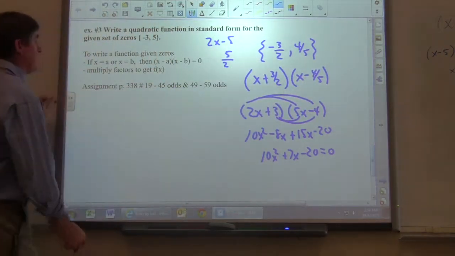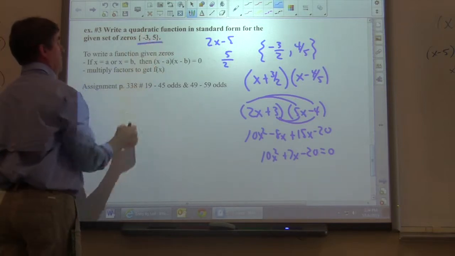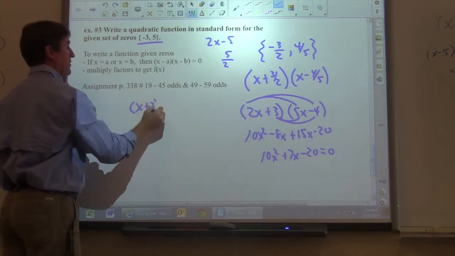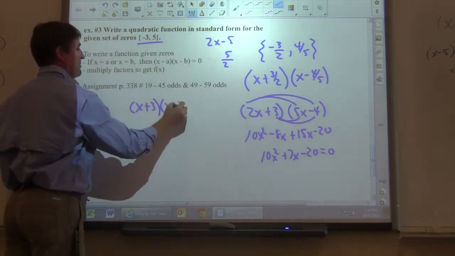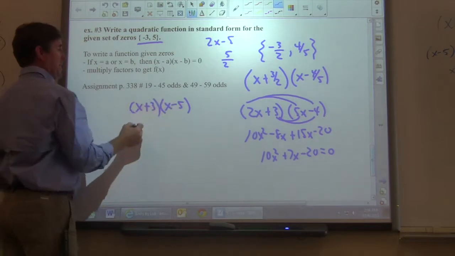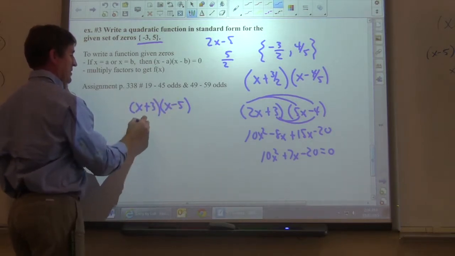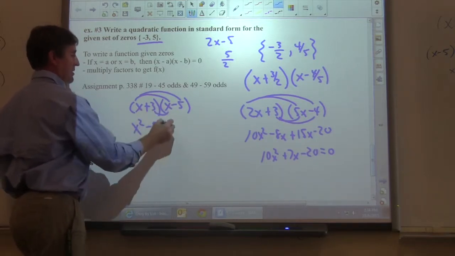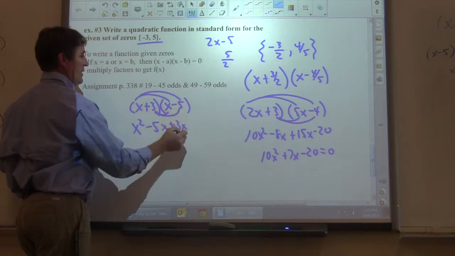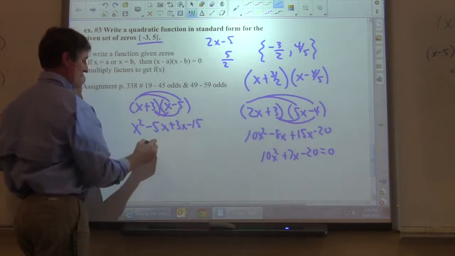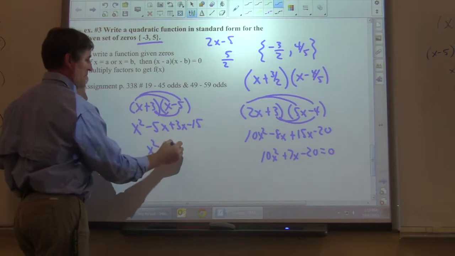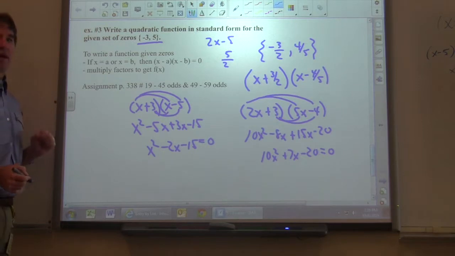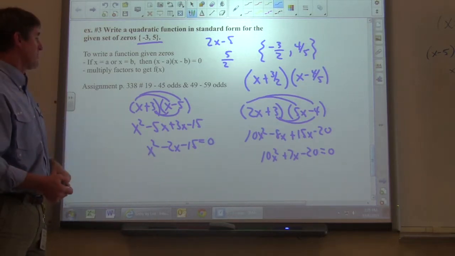So let's do the one you have to do for your worksheet. Example number 3. So if it's a negative 3, it becomes x plus 3. If it's a positive 5, it becomes x minus 5. You multiply that together, x times x, x squared, x times negative 5, negative 5x, 3x, and 3 times negative 5, negative 15. So we get x squared minus 2x minus 15 equals 0, and we have our function, or equation.